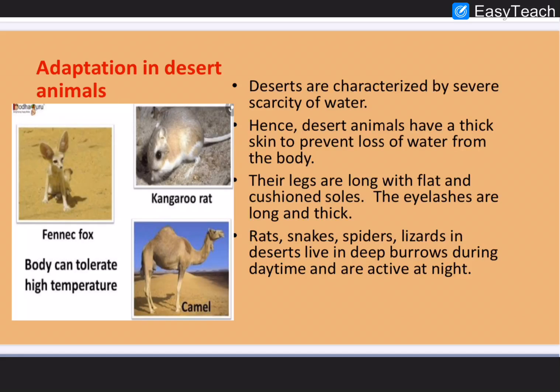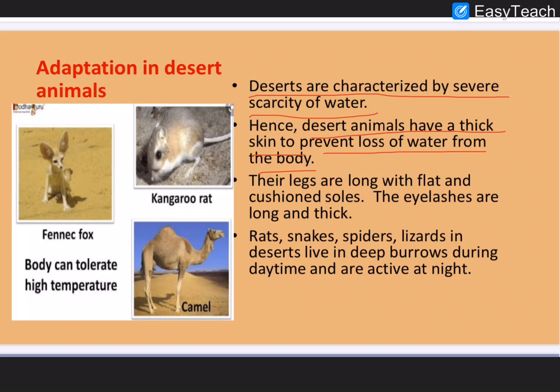Next we are going with the adaptation in desert animals. So the desert animals are camel, kangaroo rat, fennec fox. The bodies of these animals can tolerate high temperature because they are adapted to live in the desert region. The desert is characterized by severe scarcity of water, so they have to suffer the scarcity of water, and they are adapted to live in such conditions. Hence the desert animals have thick skin to prevent the loss of water from the body.